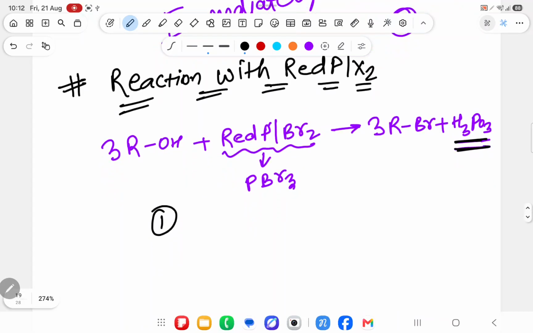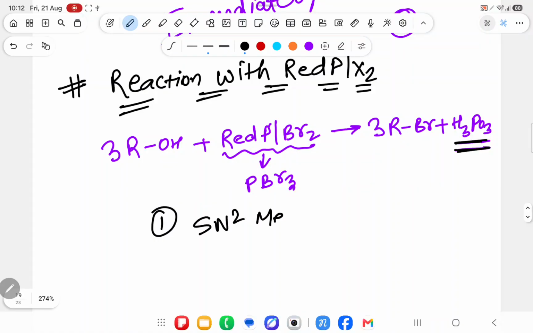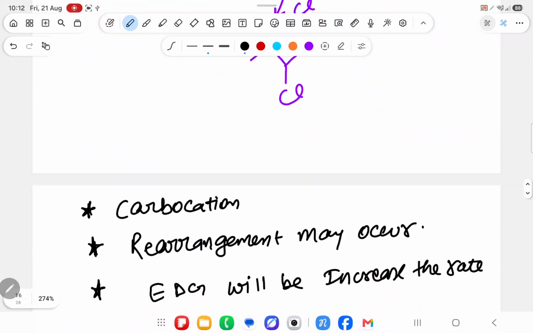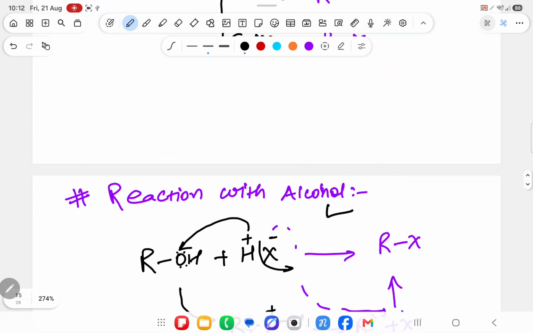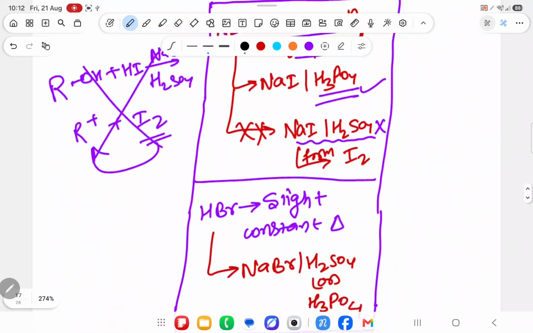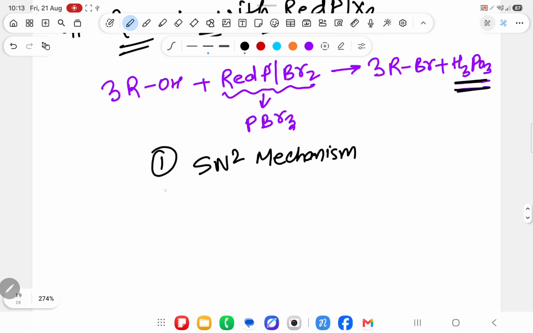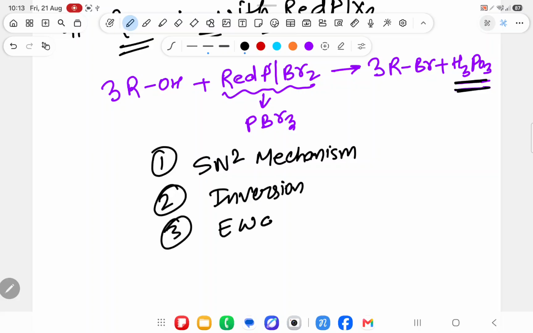First important point: it will follow the SN2 mechanism. The reaction of alcohol with HX follows the SN1 mechanism, but red phosphorus with X2, that is PBr3, will follow the SN2 mechanism. Second important point: if SN2 is there, then inversion will be there. If inversion is there, then an electron withdrawing group will increase the rate, not an electron donating group.